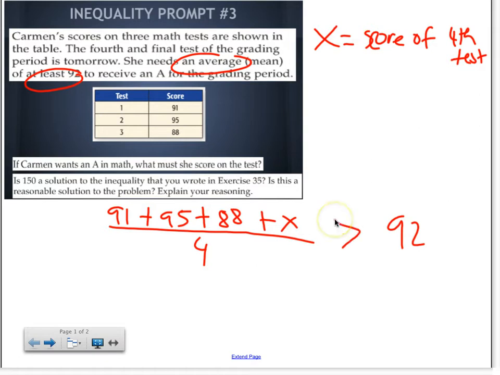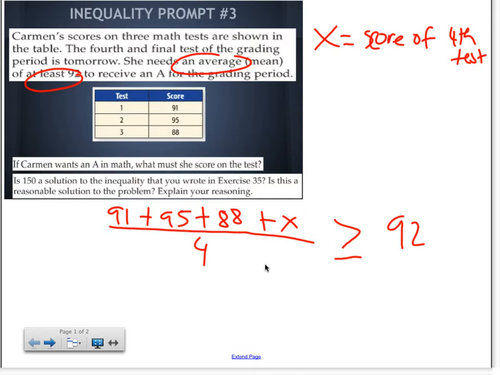To the left. So is this correct? No. What am I missing still? The bar. Very good. So now that this makes sense, the score that I need to get over here has to be greater than or equal to 92. Or we just translated that whatever I get here, it has to be at least 92%. Does that make sense? Okay.